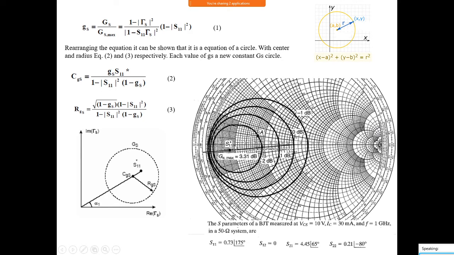For a particular problem, if you take this Gs, it is based on the required value of gain.